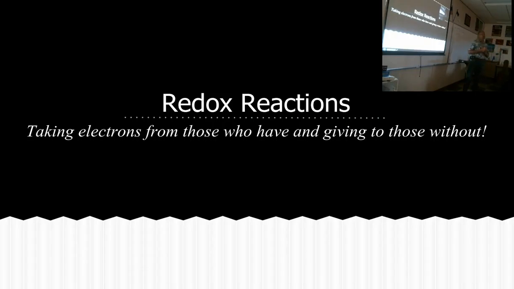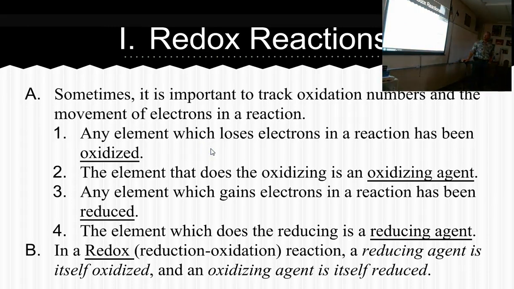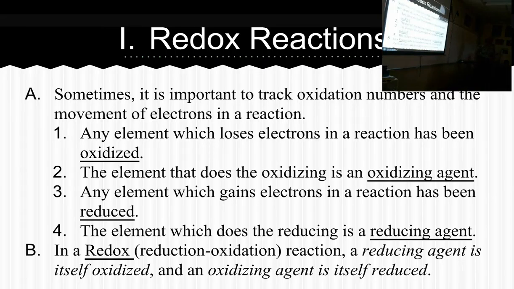But we are now going to do a quick little review of that and then go into more of the application of these things. We're taking electrons from those that have and giving them to those without. It's kind of like a Robin Hood of electrons is what a redox reaction is. Called redox because it's reducing part of it and oxidizing part of it. And so they're very important reactions for batteries and for a lot of electrochemistry.